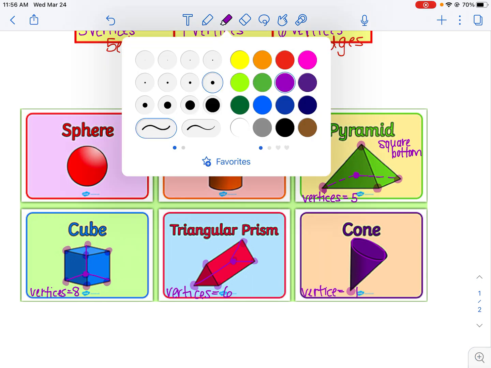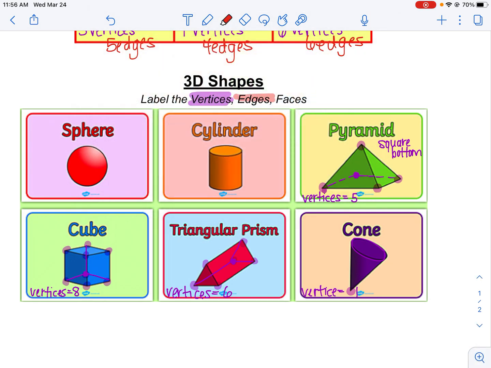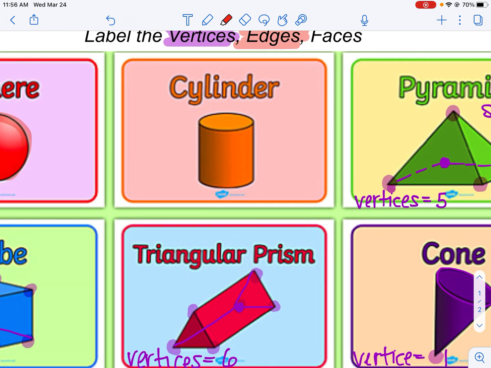Moving on to the edges. The edges are the connecting points between the vertices. So when we look at a sphere, we can automatically see going around that sphere that there are no straight lines. But a cylinder is kind of a special type of shape because it has a circle on the top and this circle on the bottom.